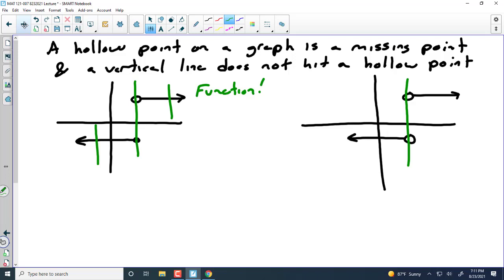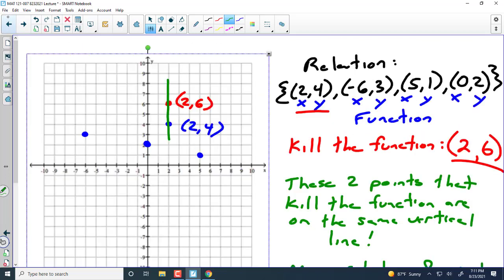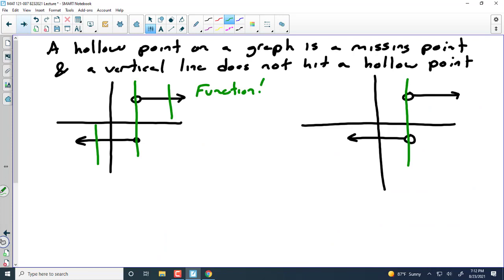You don't have to. For instance, if I got rid of the red point, would this be a function? Yes. Even though there's tons of places I could draw a vertical line and not hit anything, right? The problem is if you hit it more than once. So hitting it 0 times, that does not mess us up. So this is absolutely a function.